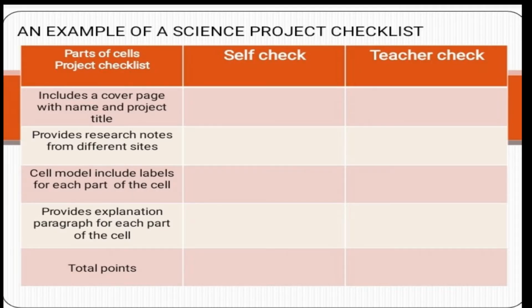An example of a science project checklist includes a column for students to check their work before turning it in. So let's take a look at this example. It includes a cover page with name and project title. For example, ako yung student, kung gumagawa ako ng project at meron akong cover page with name and project title, then I will check the second column which is the self-check. And kung wala pa akong second criteria which is provides research notes from different sites, then I will leave it blank or lalagyan ko ng wrong para alam ko kung ano pa yung kulang ko bago ko ipasa.